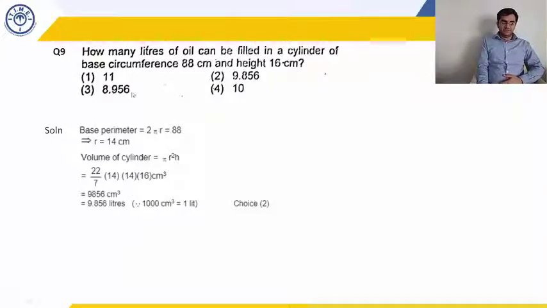9856 is in centimeter cube, whereas the question is asking for liters of oil. So what you need to know is that 1 centimeter cube is equal to 1 milliliter. 1000 centimeter cube is equal to 1 liter. So that means that 1 centimeter cube is 1 by 1000 liters. So 9856 centimeter cube is 9856 divided by 1000 liters, which is 9.856 liters. That is option number 2.